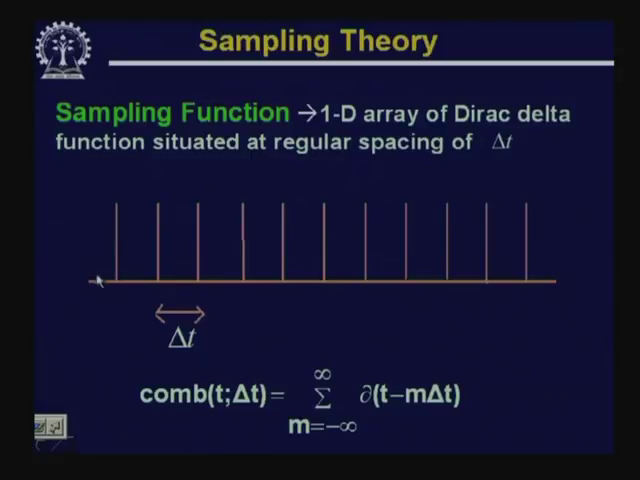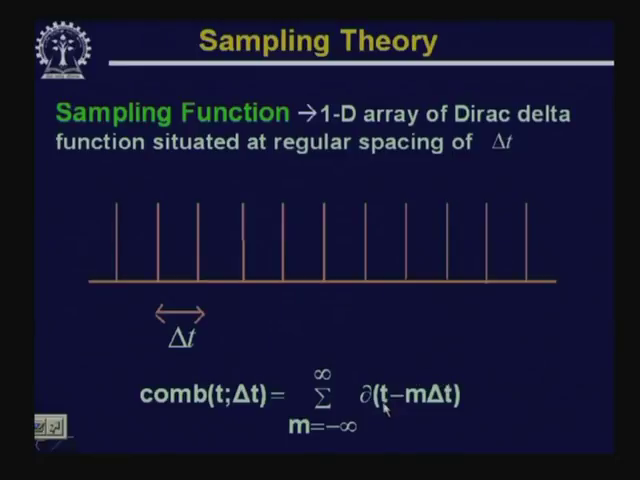You find that each of these is a Dirac delta function, and the spacing between two delta functions is delta t. In short, this kind of function is represented by a comb function of t at an interval of delta t, and mathematically this comb function can be represented as the sum of delta t minus m into delta t, where m varies from minus infinity to infinity.